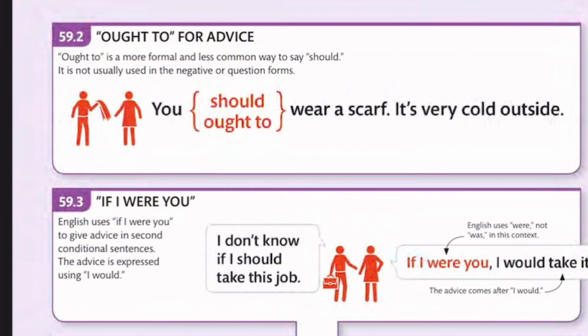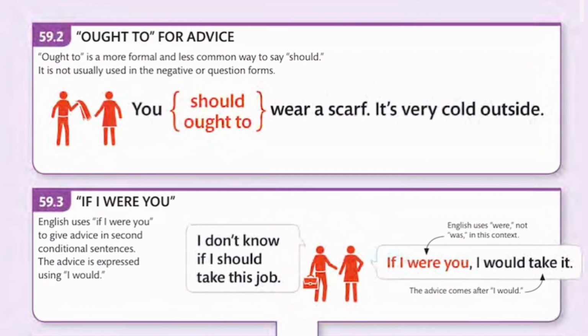Let's look at the English if I were you. When do we use it? English uses if I were you to give advice in second conditionals. The advice is expressed using I would. So when you use if I were you, the second clause that follows it will have would. I don't know if I should take this job. If I were you, I would take it. That's how to write it.